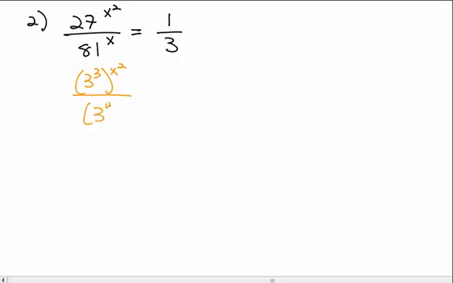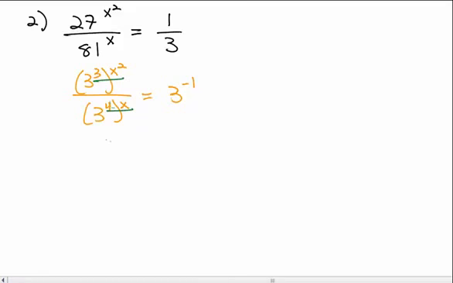Let's do 27 to the x squared over 81 to the x equals 1/3. And by looking at this, you might guess our common base is in fact 3. 27 is 3 to the 3rd power to the x squared. Over 81 is 3 to the 4th power to the x. Equals 1/3 is 3 to the negative 1 power. Remember, the exponent creates the fraction.